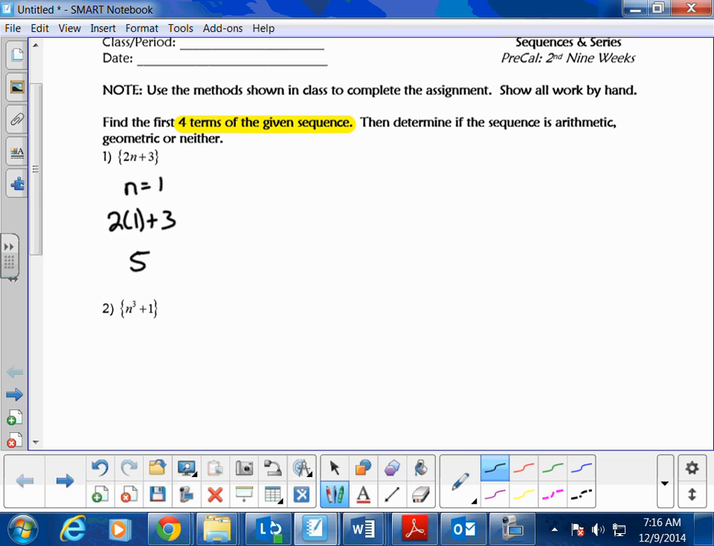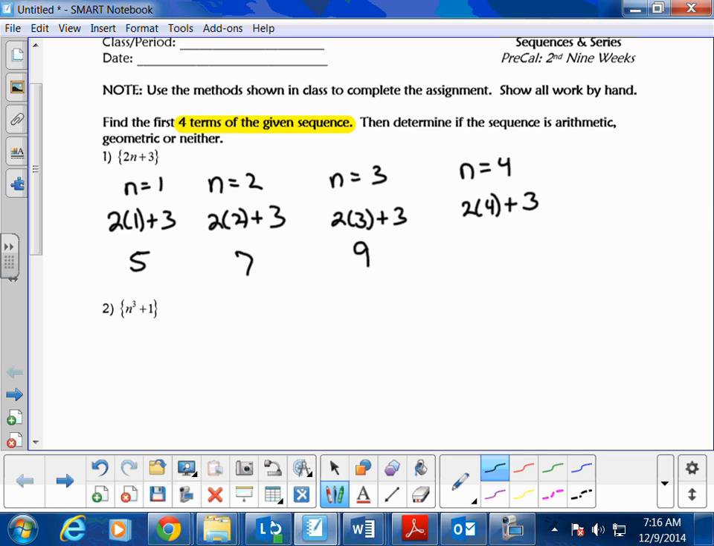So this is 5. n equal to 2, the substitution, the next one in the sequence, so this is 7. n equal to 3, so this is going to be 2 times 3 is 6 plus 3 is 9. And n equal to 4: 2 times 4 plus 3 gives you 11.